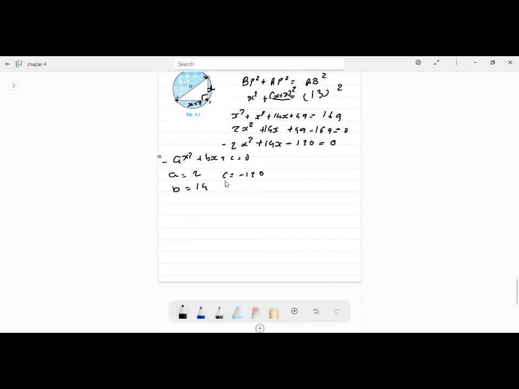Now we first find the value of D, which is b square minus 4ac, which is equal to 14 square minus 4 into 2 into minus 120. So 14 square is 196, plus 960, which gives 1156. So D is equal to 1156.